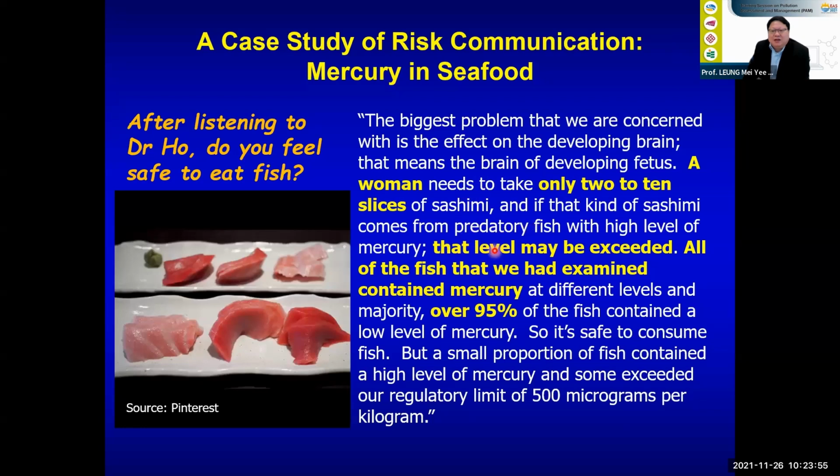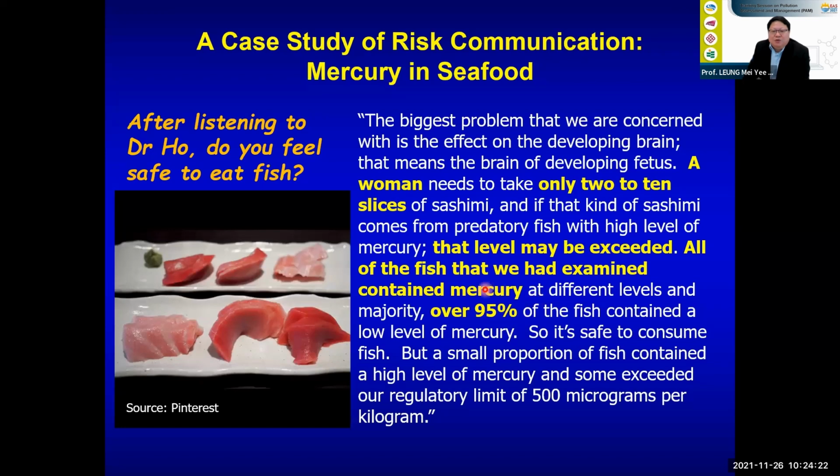And then he said that level may be exceeded. What level, we don't know. And then most strikingly, he said that all fish that we have examined contain mercury. That gives people the impression that all fish are not good to eat. Then he suddenly said, over 95% of them contain low level of mercury. How low? Then what is the definition of 95%?